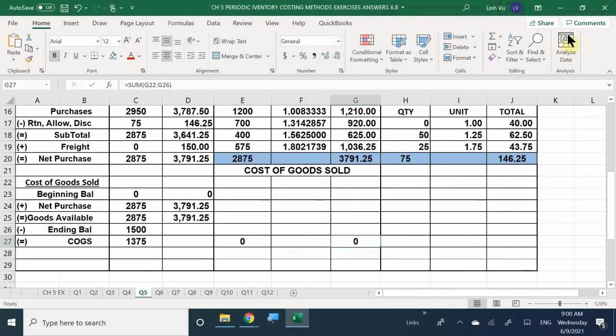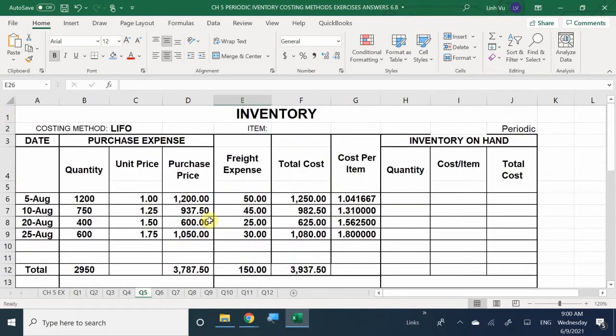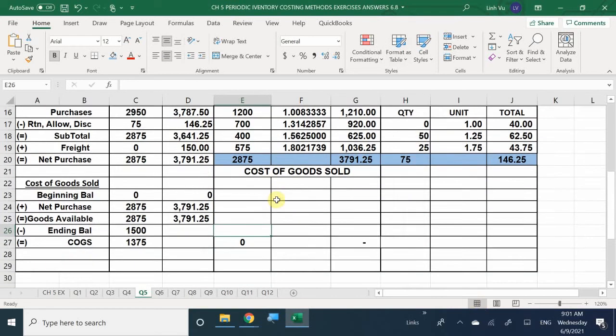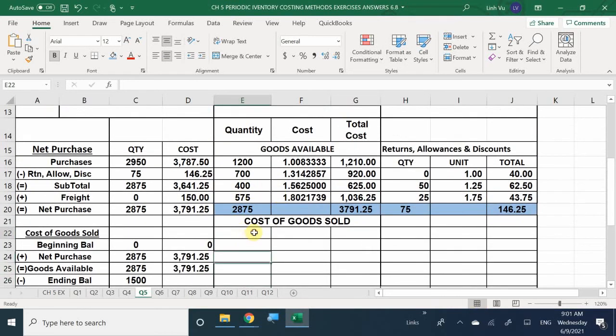LIFO stands for last in, first out. So let's take a look at our goods available. Because of our net purchases, it doesn't really matter, because what we did here is transfer our net purchases to be reflected down below, and we did it in the exact order. So we know exactly what came first and what came last. But because we're practicing LIFO, the last batch is going to be the first that we sell. So let's take a look at our goods available. Which batch are we going to take from first?